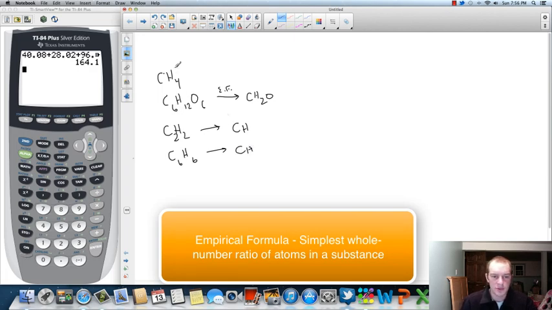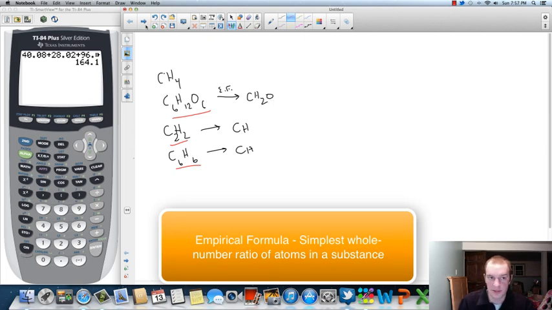So the point that I'm trying to make here is that an empirical formula is the simplest whole number ratio between atoms in a substance. You can't get any more simple than CH in these two cases, CH2O in this case, or CH4 in this case, so those are empirical formulas. If you can simplify it a little more, such as these three examples right here, those are what we would call molecular formulas. Empirical formulas are the simplest whole number ratios. Molecular formulas are not necessarily the simplest whole number ratios, but rather the ratio of atoms in a molecule.